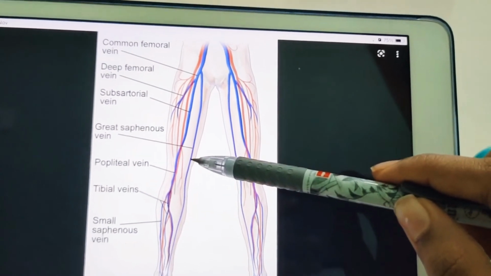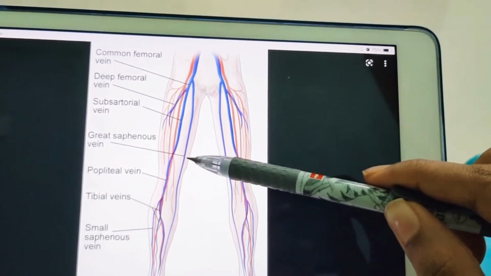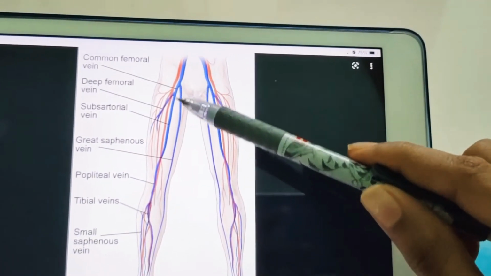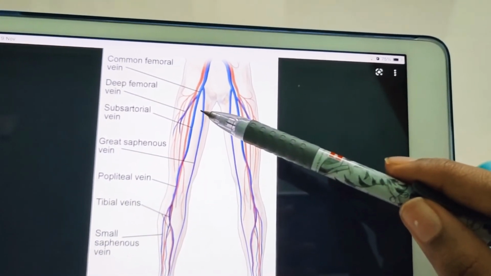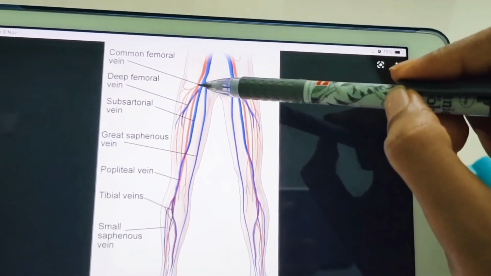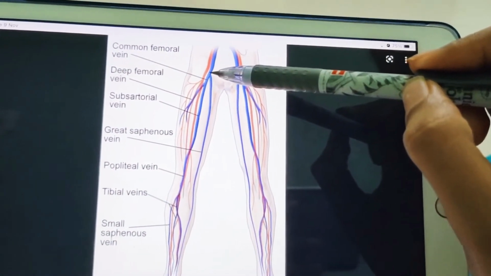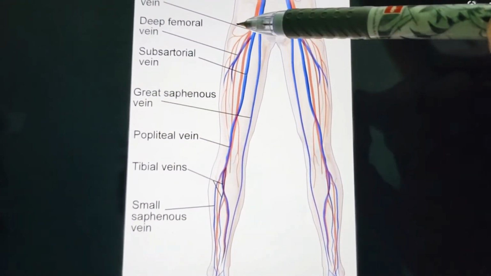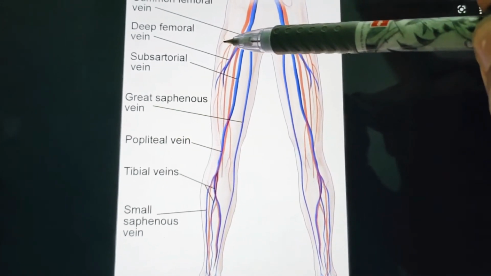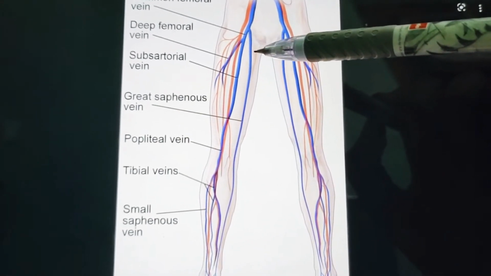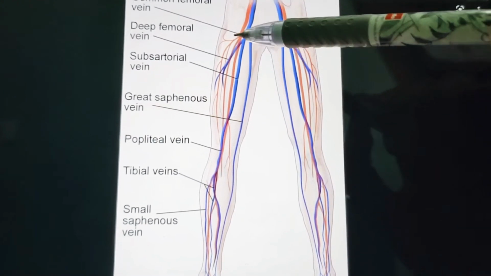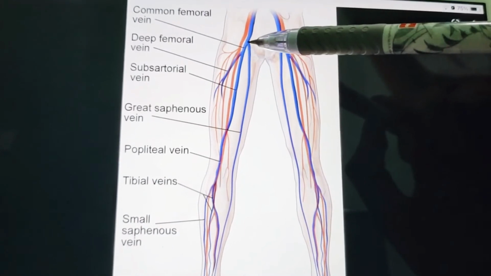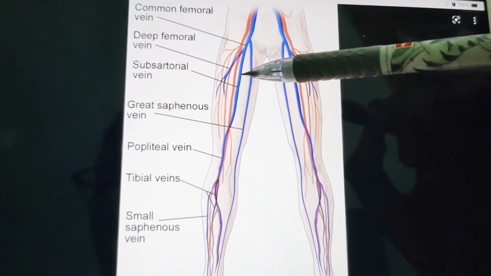And it ends by becoming continuous with the external iliac vein as it moves above. So here it will end as the external iliac vein, which is behind the inguinal ligament. The inguinal ligament will be here, running from the anterior superior iliac spine up to the pubic tubercle. Behind the inguinal ligament it is called the external iliac vein, and below the inguinal ligament it is called the femoral vein.